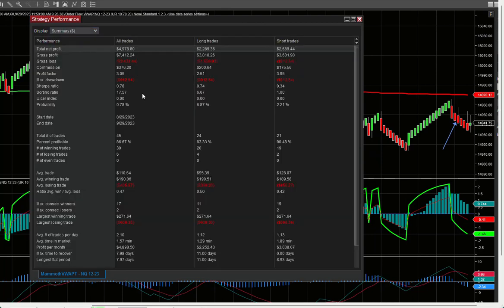So what I can see right here, you can look at profit factors. It's not bad, but every month will be a little bit different, and you can always make some adjustments based on the settings.